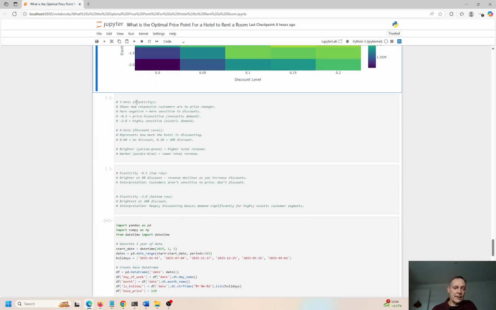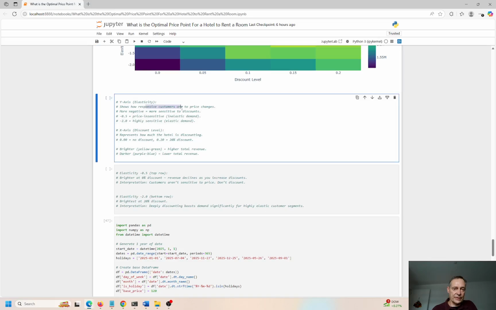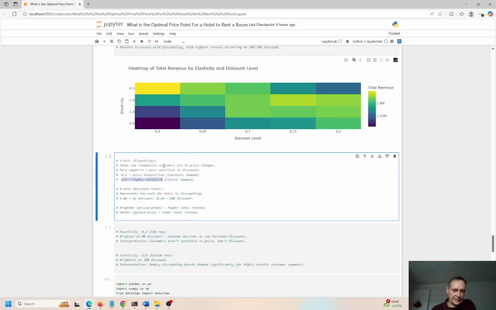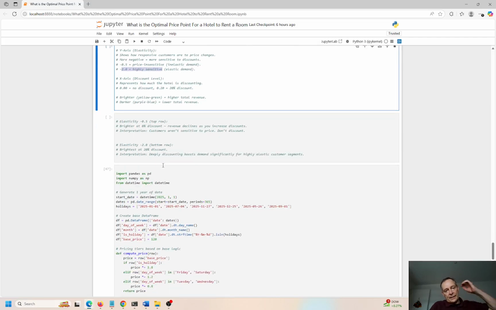So what's the takeaway here? More responsive customers act to price changes, right? More negative equals more sensitive to discounts. -0.5, price insensitive, right? Inelastic demand. -2.0, highly sensitive, and it's very elastic demand. So the more the discount, the more elasticity, and this represents how the hotel is discounting, right? From 0% to 20%. Brighter yellow is higher total revenue, and dark purple is lower revenue. So we have higher revenue over here, more elastic, and less revenue down here, less elastic, okay? So that's the takeaway.